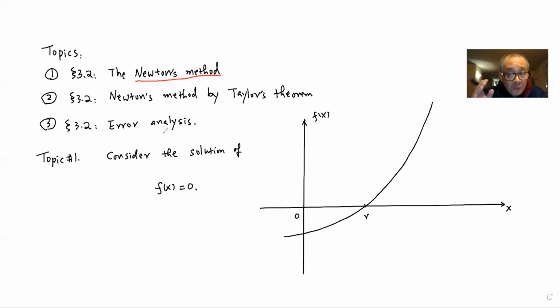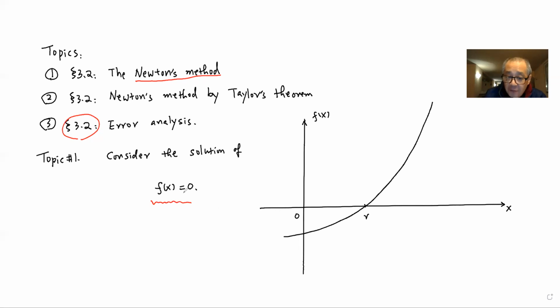Bisection method is a method of order 1. Newton's method is order 2. We still consider a single equation. In the second part of 3.2, we will study Newton's method for a system of equations, but now still single equations.